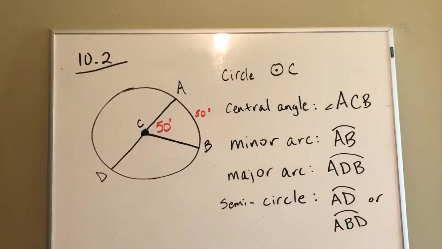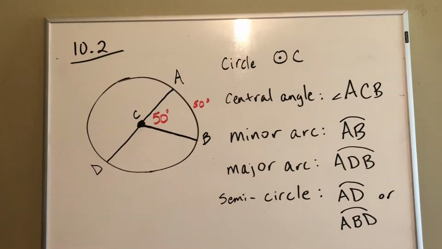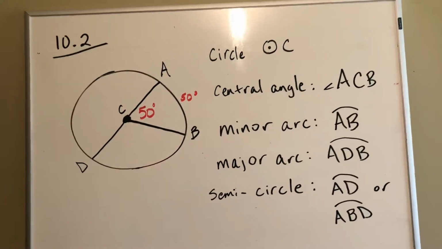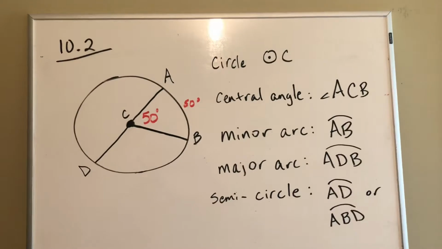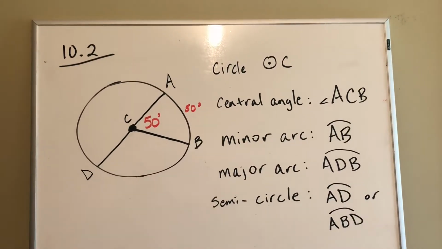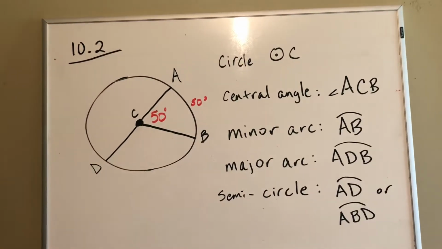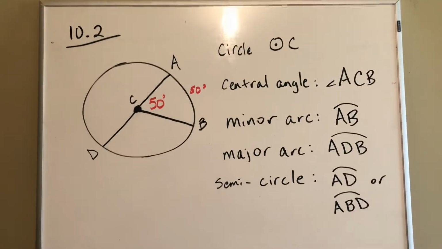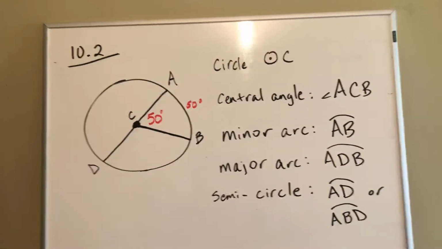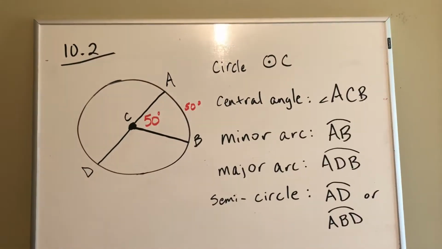The central angle has to have a vertex at the center of the circle, and its measure is going to be exactly the same as the arc. So since the central angle is 50 degrees, the arc is also going to be 50 degrees. We've named that arc AB. It only needs to be named with 2 points. It's called a minor arc when it's less than 180 degrees. So this can be 10 degrees, it can be 50 degrees, it can be 179 degrees. If it's less than 180, it's called a minor arc.